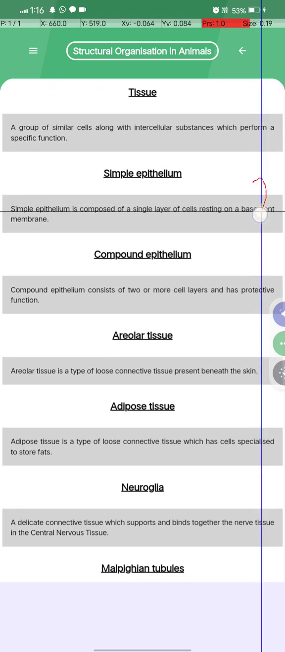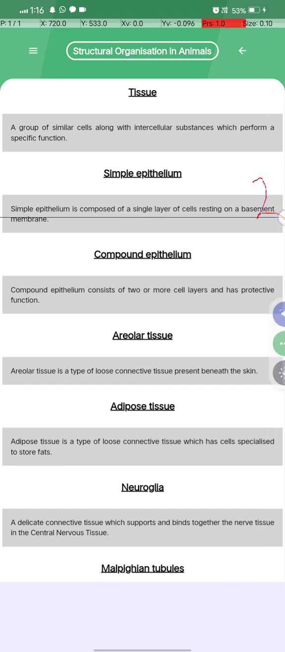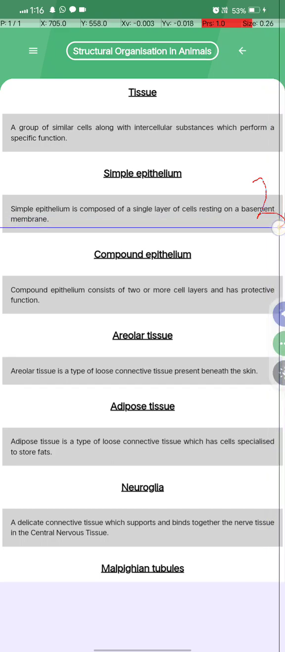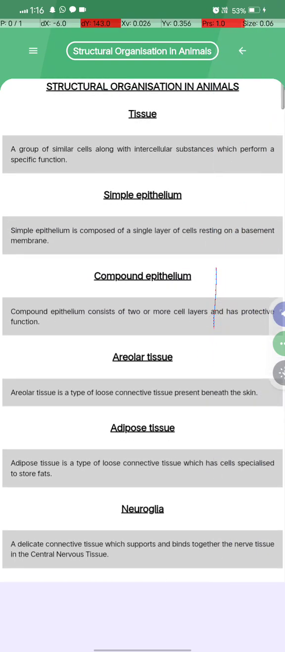सिंपल एपिथेलियम टिश्यू क्या होता है? Simple epithelium tissue is composed of a single layer of cells resting on the basement membrane, and the compound epithelium. ये सारा काम का बहुत ज़्यादा इंपॉर्टेंट है. इसका भी फोटो ले ही लो.